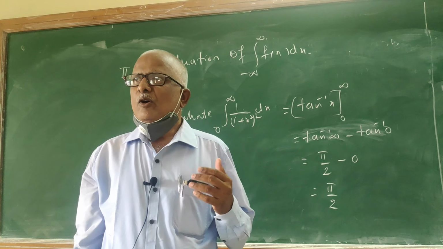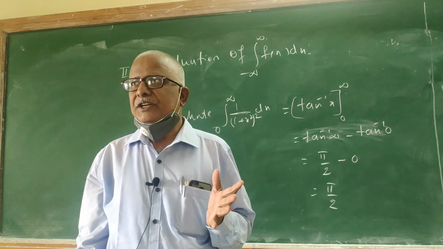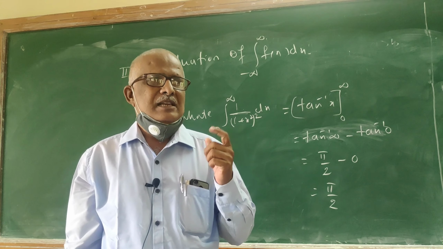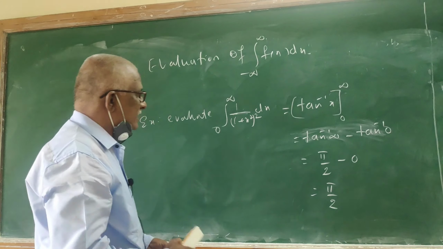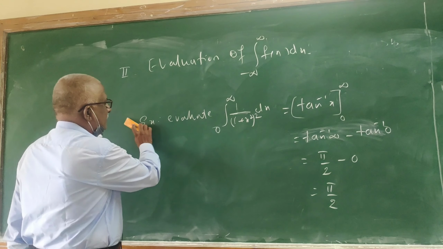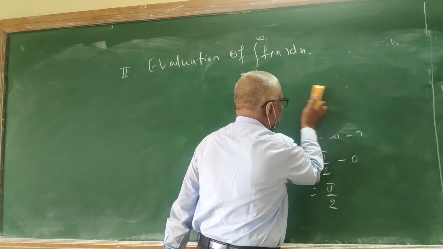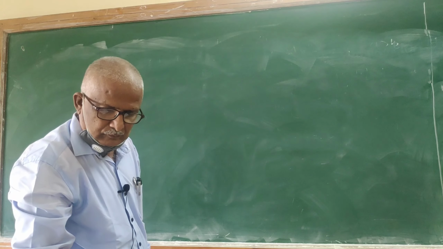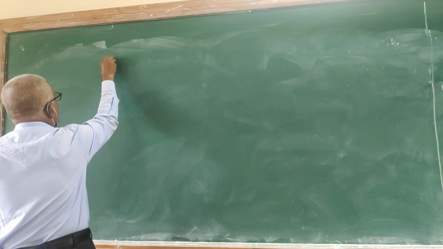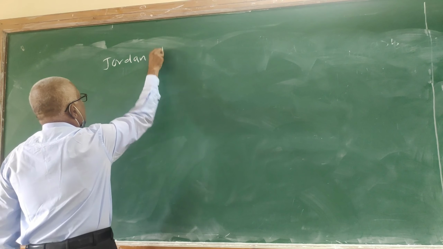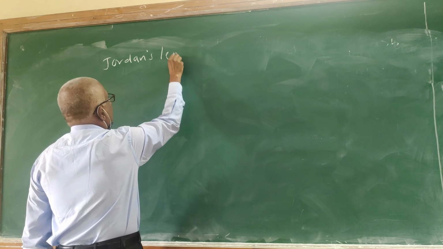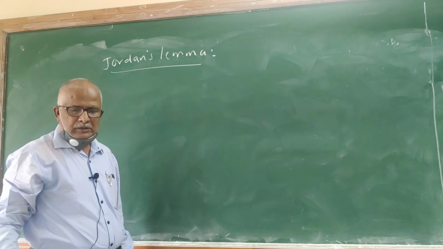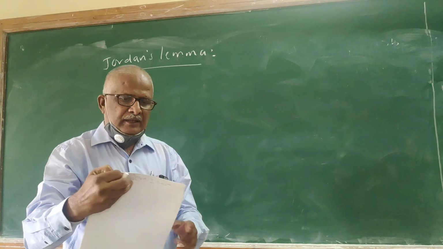Before we go through the problem, what do we require in this question? Jordan is a mathematician who gave a beautiful lemma. He proved it, so we have to first prove what is Jordan's lemma. We shall state and prove Jordan's lemma first. Then we shall see how to evaluate such integrals by different methods. First we shall take Jordan's lemma.